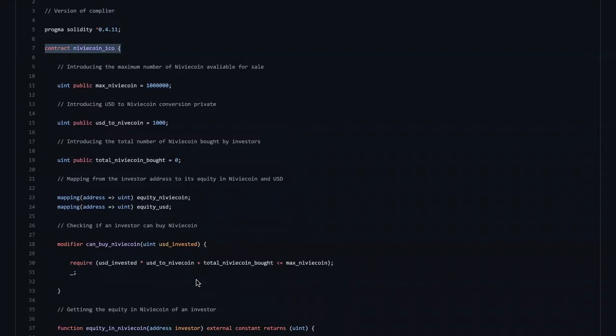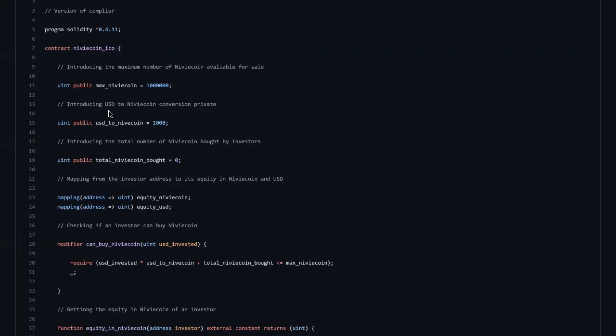So let's go with the first part of how we're initially setting this up. At the beginning, we're setting up how much max Niviecoin there is going to be. So in an ICO, there's only a certain amount and it cannot exceed that certain amount. So we need to know what the max limit of how much coin we'll have is. So in this case, we have 1 million coins available for sale.